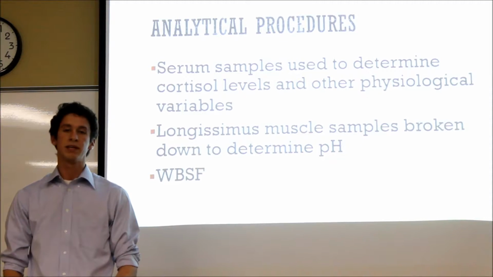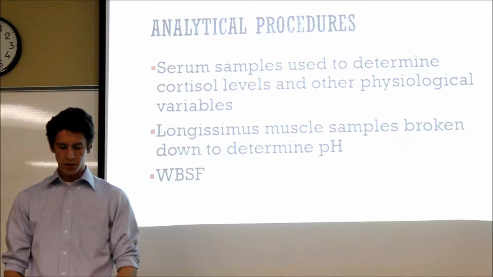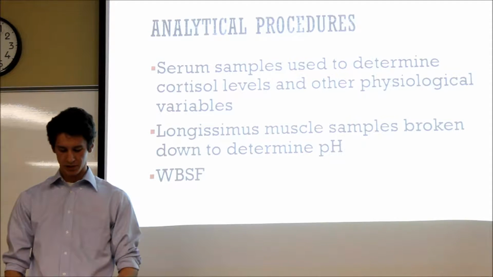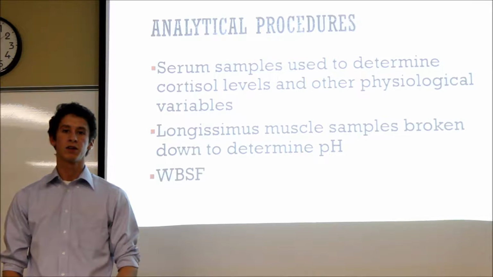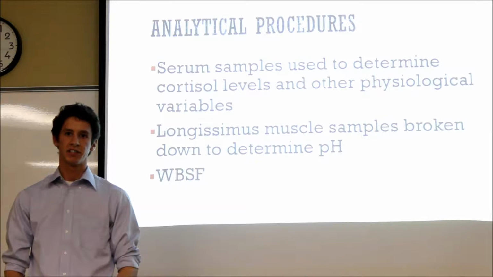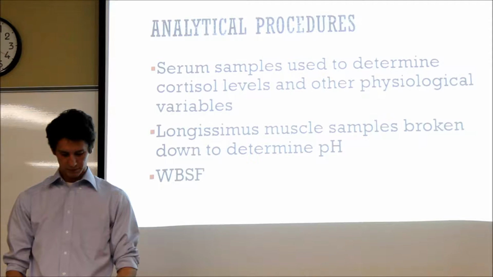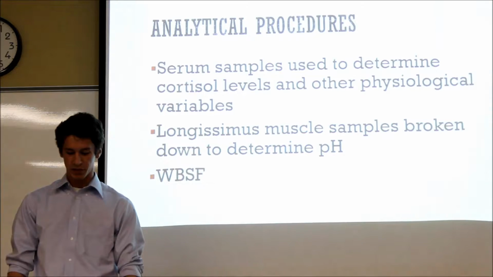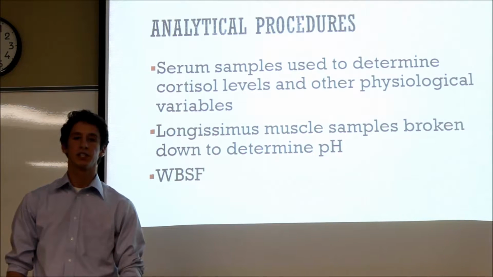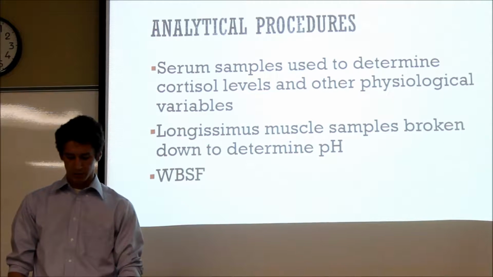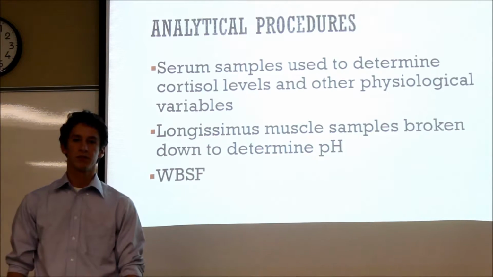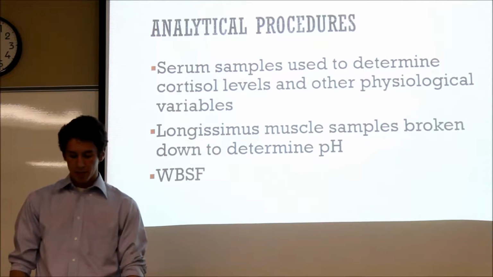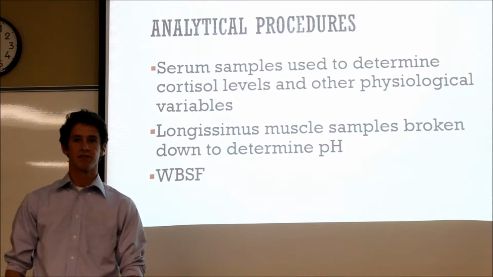When looking at the WBSF scores, we used an ANOVA model to compute these results. The ANOVA model compared the means of the meats, and it told us if they were significantly different for each of the stress levels. Later, we used the Kenward-Roger approximation, which was used to calculate the correlations between physiological variables and the transportation variables. This was conducted at a P of less than 0.05.